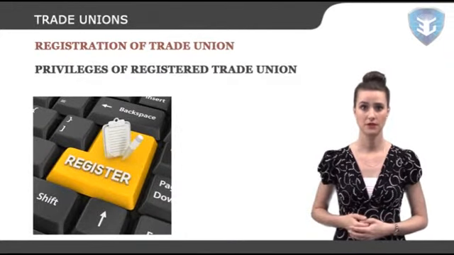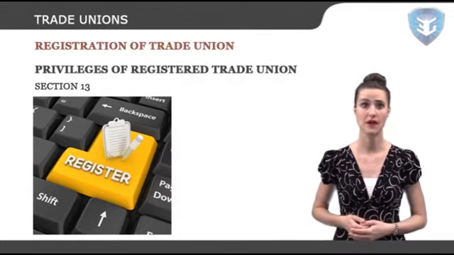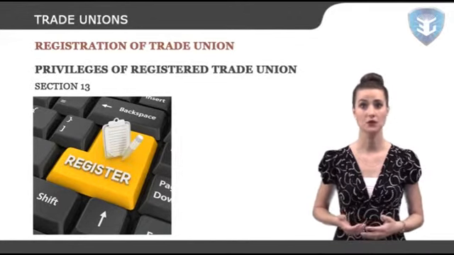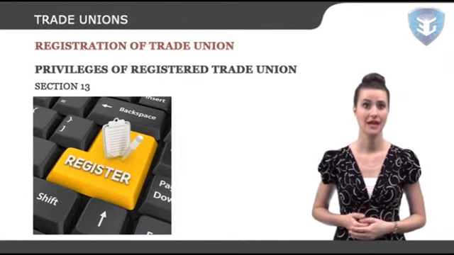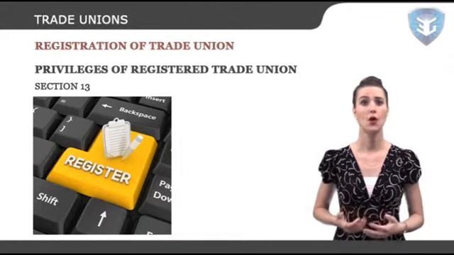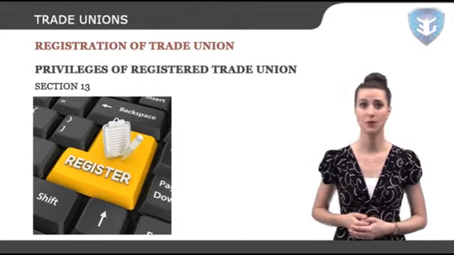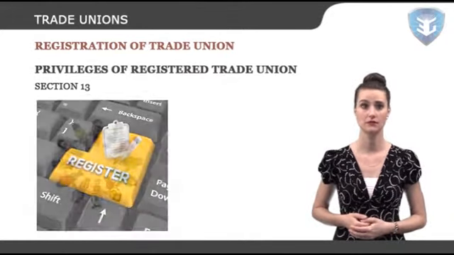Privileges of registered trade union. As per Section 13, upon registration, a trade union becomes a legal entity, and as a consequence, it gets perpetual succession and a corporate seal. It can acquire and hold movable and immovable property, contract through agents, and can sue and get sued.